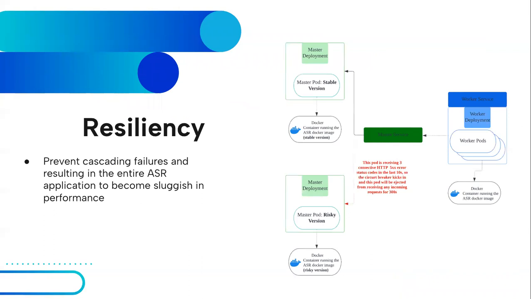Next, to enhance resiliency to failures, Istio provides the circuit breaker tool, which is simply a proxy tool that controls the flow to an endpoint and it stops traffic to downstream services when a service is failing. This helps prevent cascading failure and the entire ASR application becoming sluggish in performance.